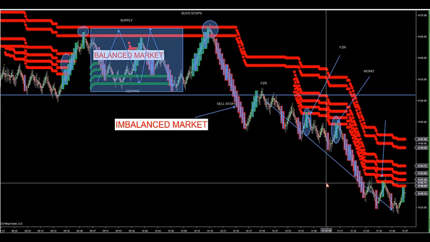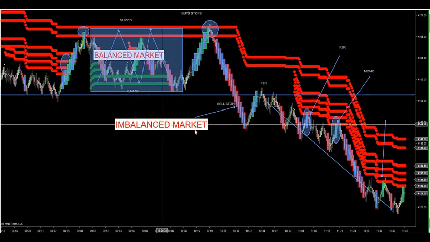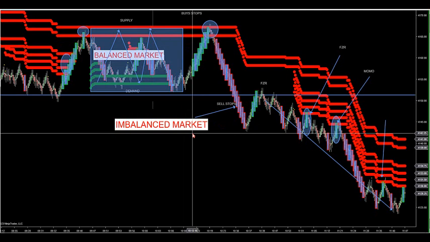Our opinions are worthless in the market. The market is always right. We are always wrong, so we can't have opinions. What we can do is look at the structure of the market. This is the roadmap. It's the order flow. It tells exactly where the market should go.